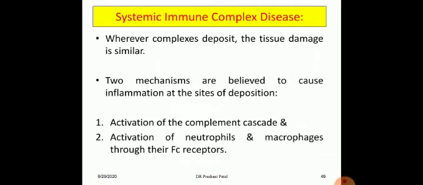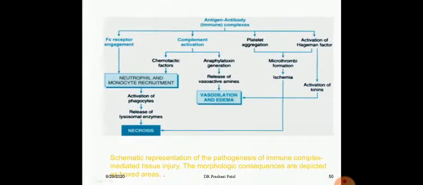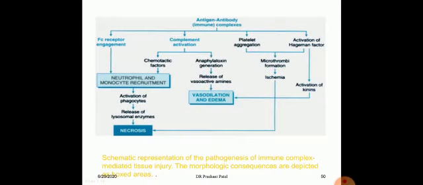Wherever this antigen antibody complex deposits, the tissue damage is similar. Two mechanisms are believed to cause inflammation. First is activation of the complement cascade, and second is activation of neutrophils and macrophages through their Fc receptor engagement. This is the mechanism of type 3 hypersensitivity reaction. With engagement of the Fc receptor, more neutrophils and monocytes are recruited at the site of deposition, and it activates phagocytosis and destroys the tissue.